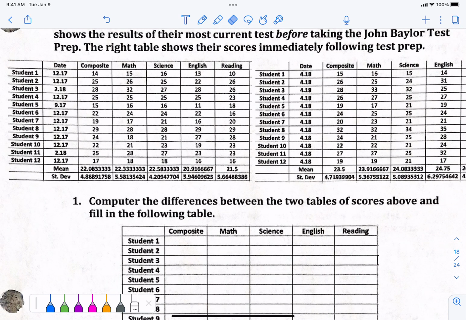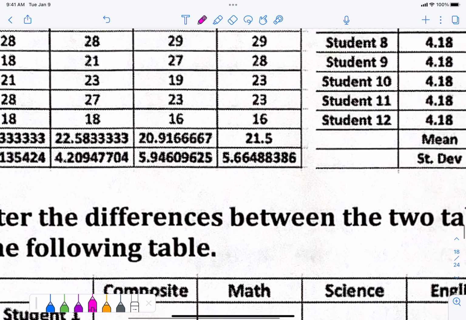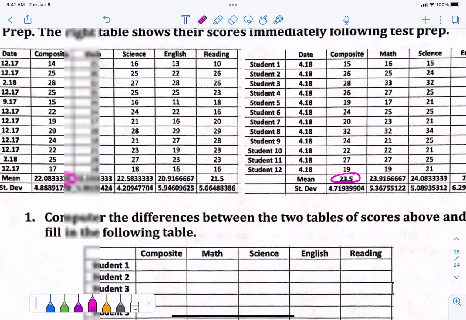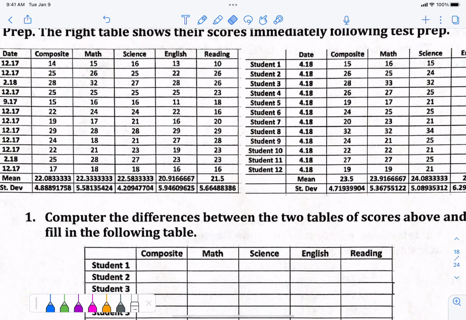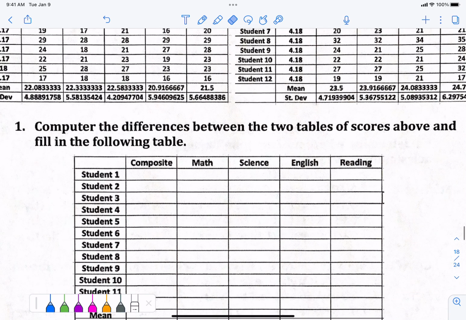I have the mean, standard deviation. So the composite score for pre-John Baylor was a 22, 22.1 almost. And then it went up to a 23.5 for an average score, right? For an average composite. Does that make sense? Okay. This is legit Blue Hill data. I'm not making this stuff up. This is actually what happened, okay?